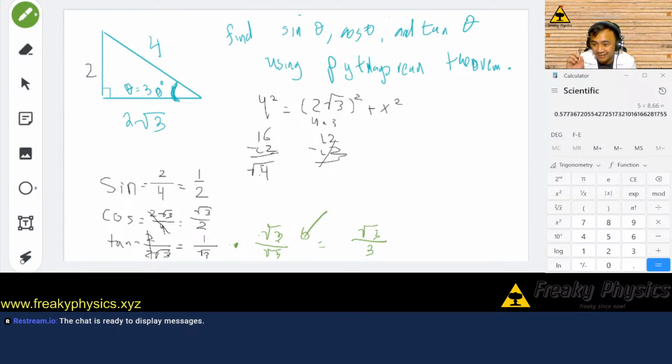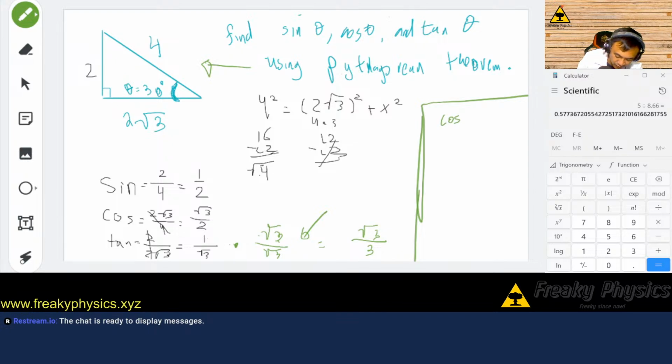So, last thing before we end, I'll just extend maybe just a few more seconds. So what you've done is you use the Pythagorean theorem straight away here, right? Now, another method that you can use is this. You can say that cosine of 30 degrees should be equal to, sorry, the other way around, 2 square root of 3 over 4, and that's going to give you square root of 3 over 2, right?